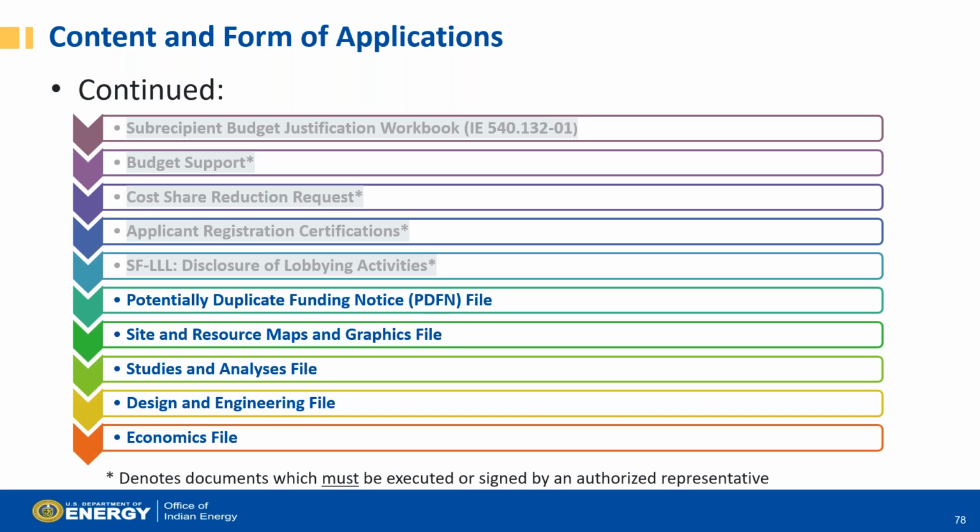Those design and engineering documents may include, but are not limited to, detailed engineering drawings, interconnection studies and or agreements, if applicable to your project, detailed materials and equipment lists, hardware specifications, warranties, and any other design or engineering data to supplement the technical volume.